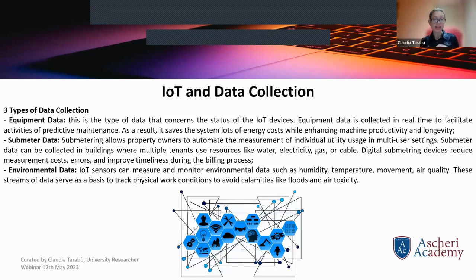The third kind of data collection is environmental data. So IoT sensors can measure and can monitor environmental data such as humidity, temperature, movement, air quality. These streams of data, so these collections of data, serve as a basis to track physical work conditions, for example, but also for avoiding natural calamities in case of floods or air toxicity, for example.